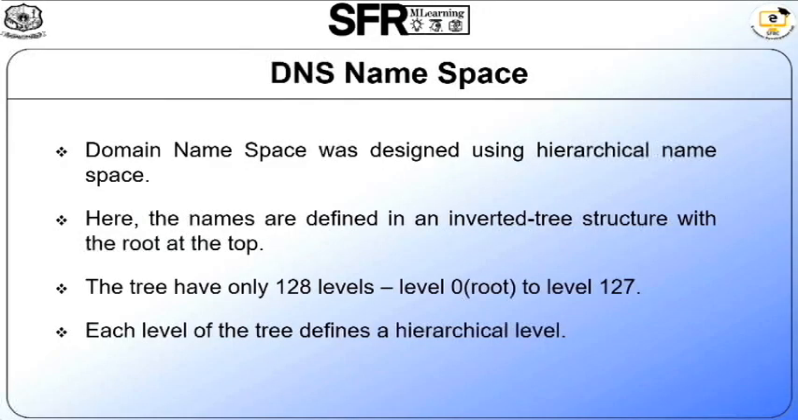Next topic is DNS namespace. Here the DNS namespace was designed using a hierarchical namespace. Here the names are defined in an inverted tree structure with a root at the top. The tree has only 128 levels, from level 0, which is called the root level, to level 127. Each level of the tree defines a hierarchical level.